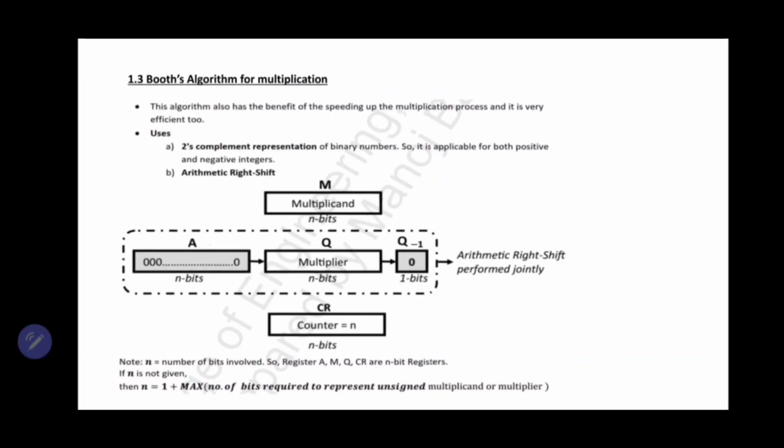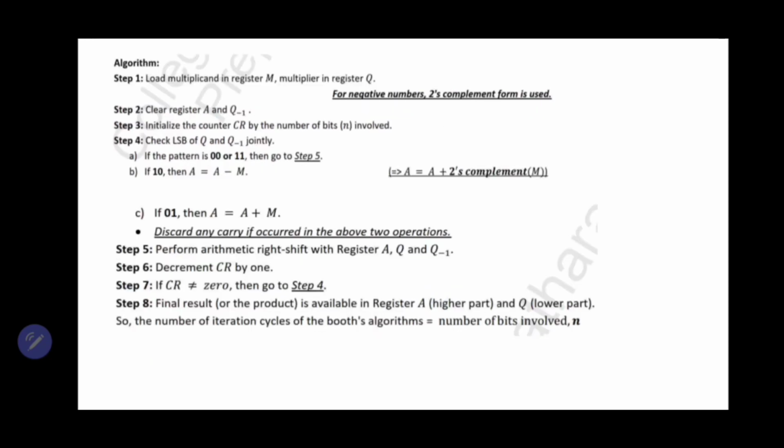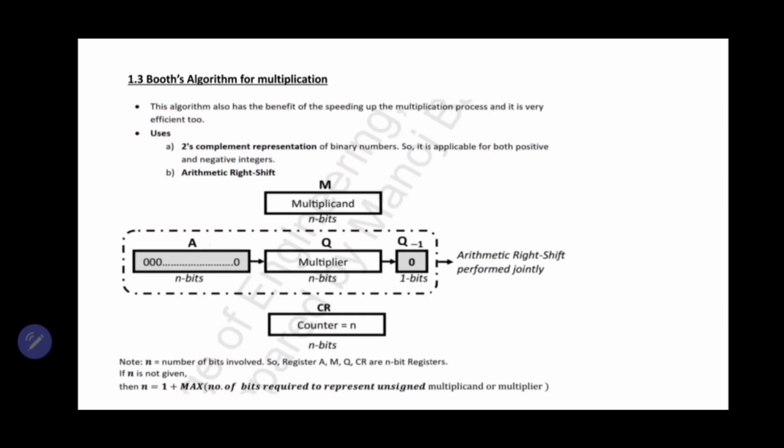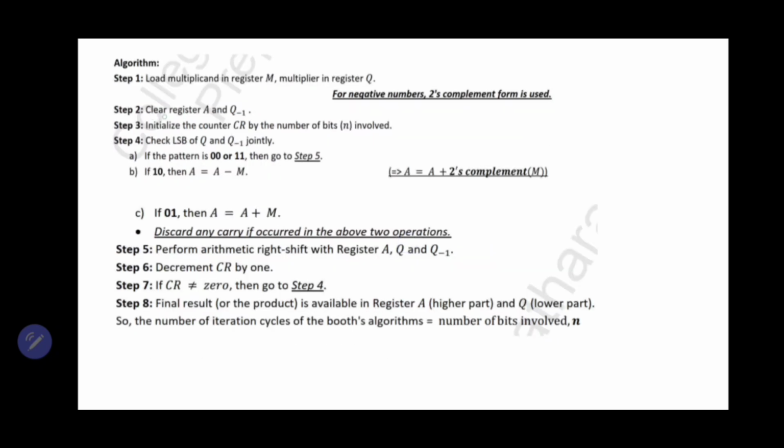This can be explained using an algorithm. First, load the multiplicand in M and the multiplier in the Q register. For negative numbers, 2's complement form is used. If Q is a negative number, use the 2's complement of Q. If M is a negative number, use the 2's complement of M. For example, for 7 minus 3, in order to get minus 3, we take the 2's complement of 3, and it will be stored in the register.